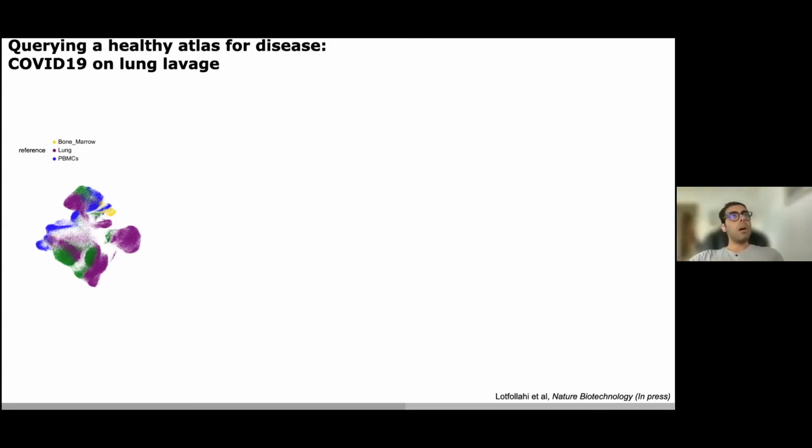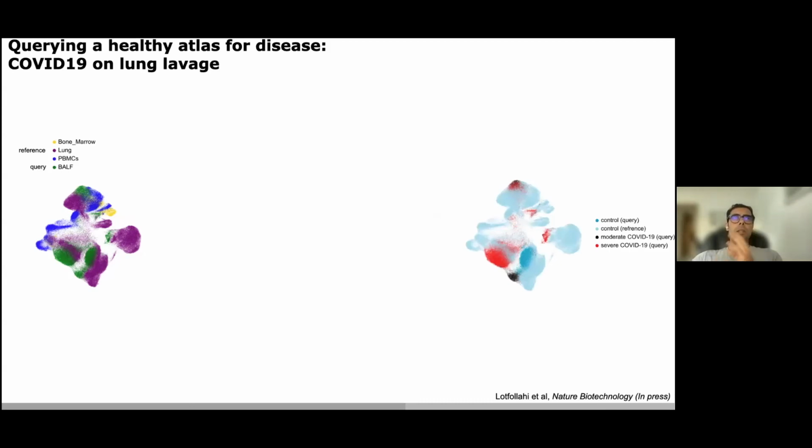To show such an application, we built a reference atlas from 3 different tissues: bone marrow, lung, and PBMC, and then we integrated a query data set from BAL. This is physiologically similar to lung, and the cell type composition is also similar to lung. It came from 9 different patients: 7 patients diagnosed with severe and moderate COVID, and 2 or 3 control patients.